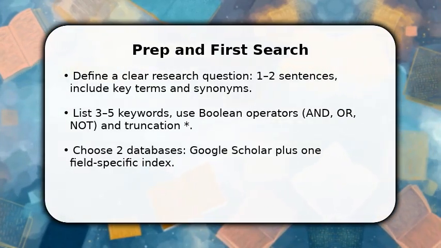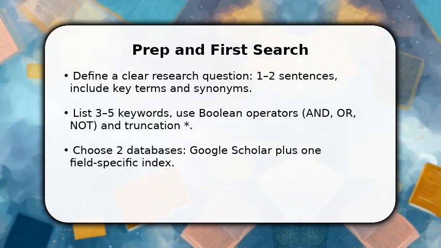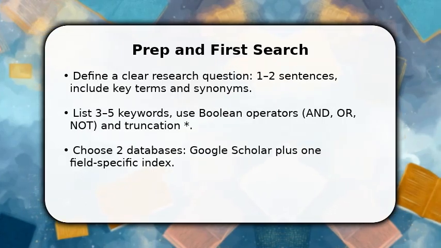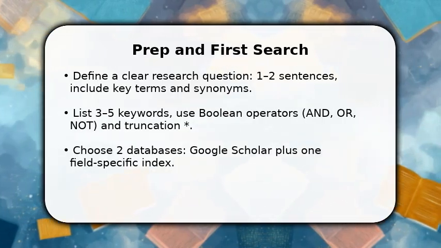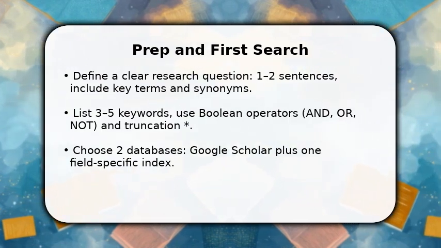Then pick 2 search sources, Google Scholar for breadth and 1 discipline database for depth. Begin with simple queries and refine immediately. This saves time and surfaces relevant terms you can reuse in advanced searches.